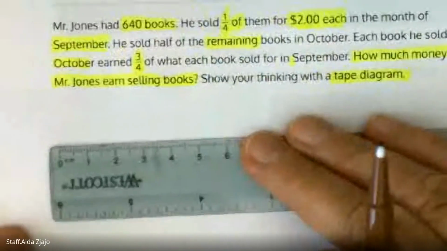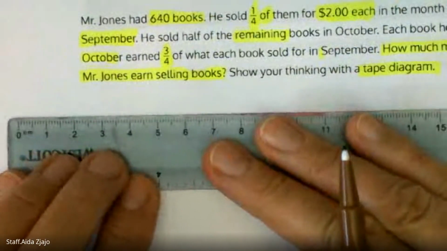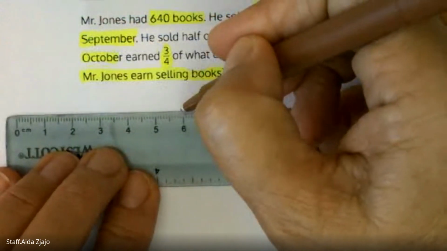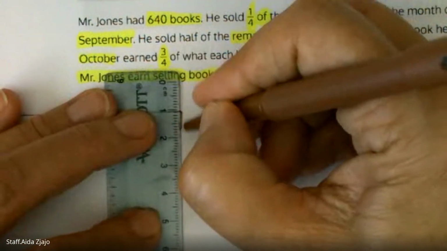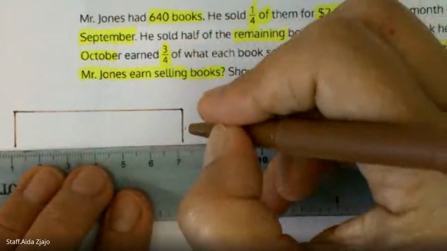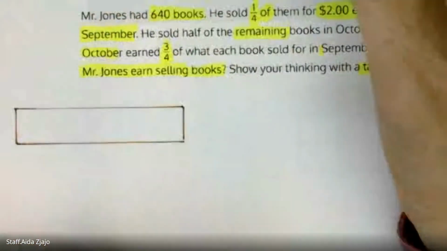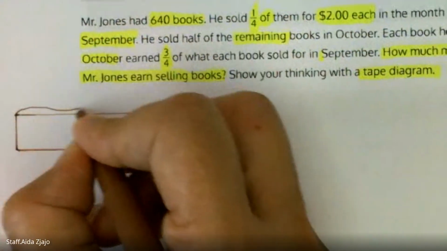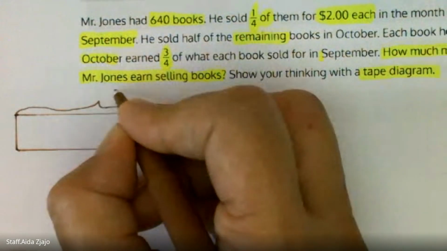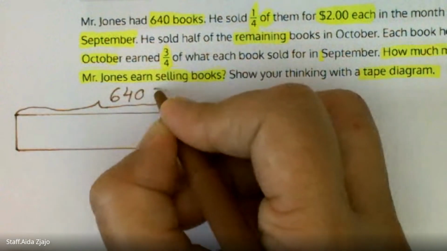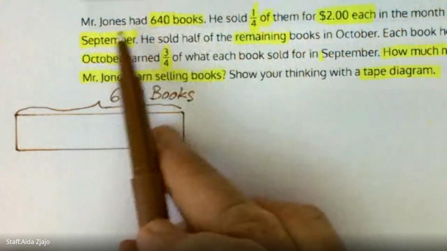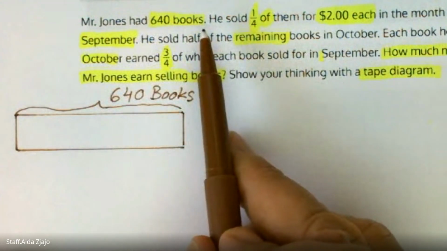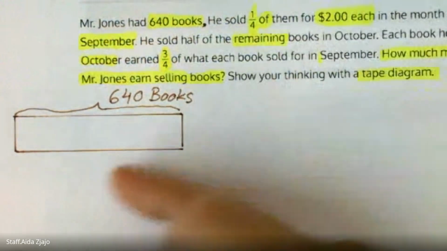So if we draw a tape diagram to represent all the books, 640, we can use my little ruler, and this whole bar will represent all 640 books. Now that's the first sentence. Mr. Jones had 640 books. Period. Stop. We drew the information from that sentence.